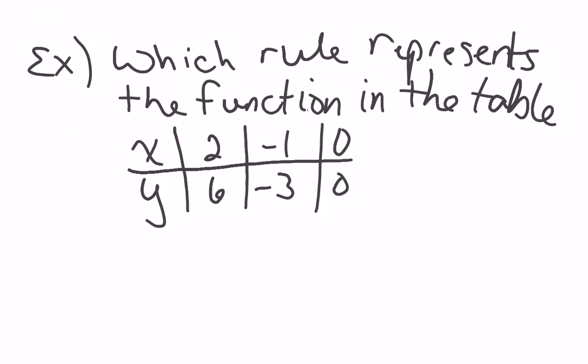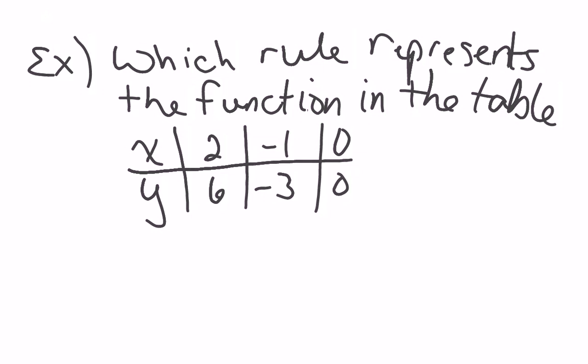And so we go, okay, how do I get from 2 to 6? So 2 plus 4 is 6. Okay, does that apply to the -1 and the -3? -1 plus 4 is not -3, so that doesn't work. And 0 plus 4 is not 0. There we go. Trying to talk too fast.